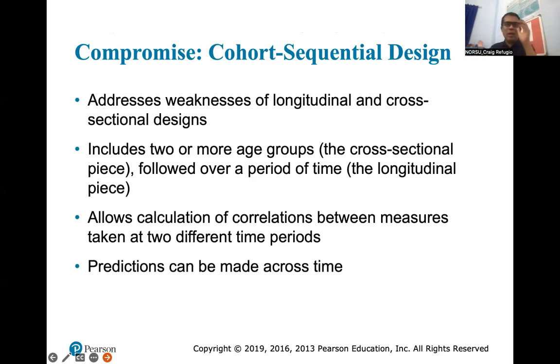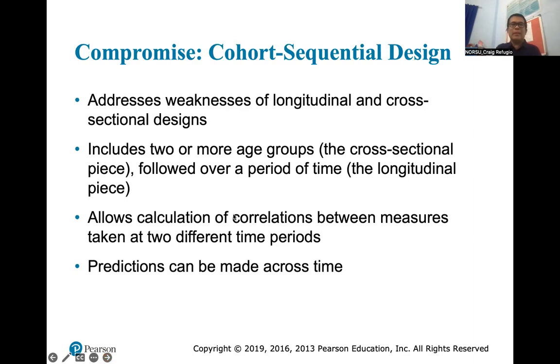Compromise. So under compromise, we have the cohort sequential design. A cohort sequential design addresses weaknesses of longitudinal and cross-sectional designs. So it includes more age groups, the cross-sectional piece, followed over a period of time, the longitudinal piece.